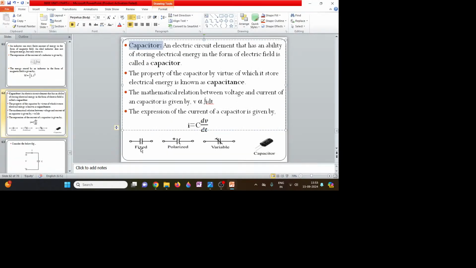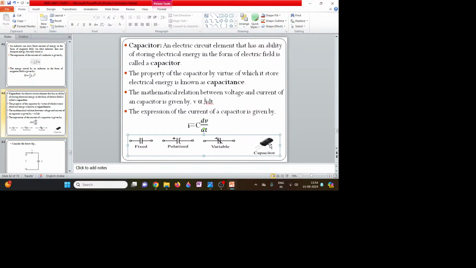This is the symbol of a capacitor. Two parallel lines facing each other is the symbol of a capacitor. So the capacitor property is capacitance, and it stores energy in the form of an electrostatic field. And there are different types of capacitors. You can see here, this capacitor is known as a fixed capacitor. If one of the plates, instead of being drawn with a straight line, is drawn like a curvy line, then it is known as a polarized capacitor. And if you draw two parallel lines and put an arrow mark on it, that is known as a variable capacitor. This is the symbol of a capacitor.